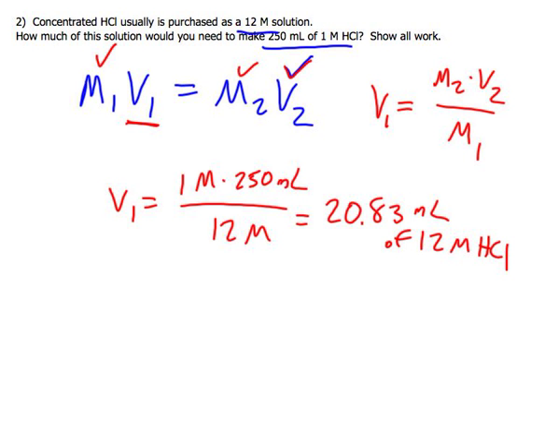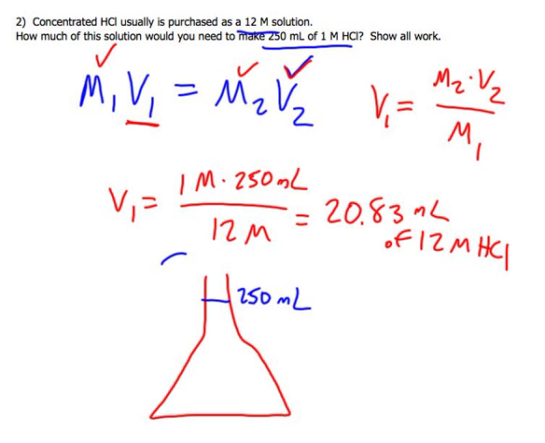Now, the way I'm going to prepare this is I'm going to get a volumetric flask that goes up to 250 milliliters. And what I'm going to do, for safety, is pour in some water first, because we always want to add acid to water. We don't really want to add water to acid. So I'm going to start off filling this up a decent amount of the way, because I know I only need 20 mils of acid, and this goes to 250, so I can fill it a decent amount.